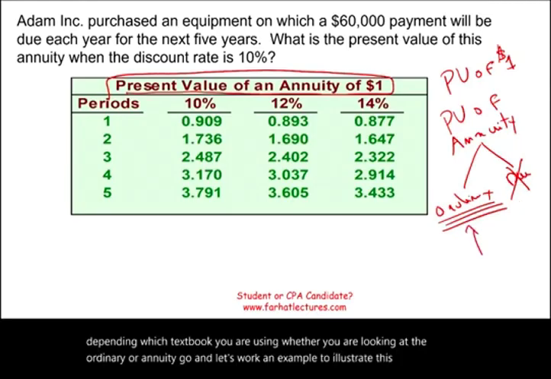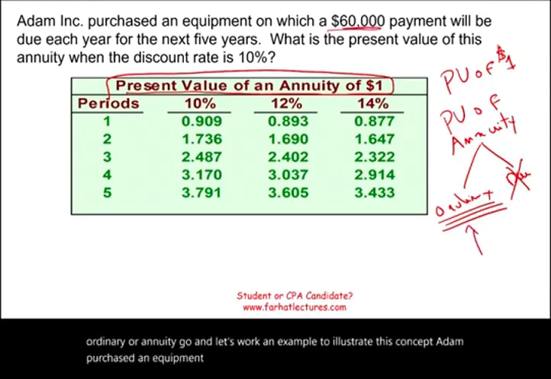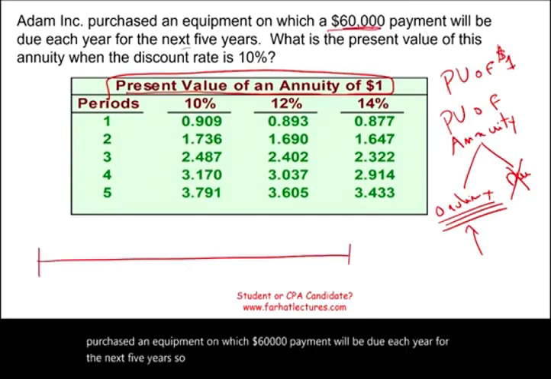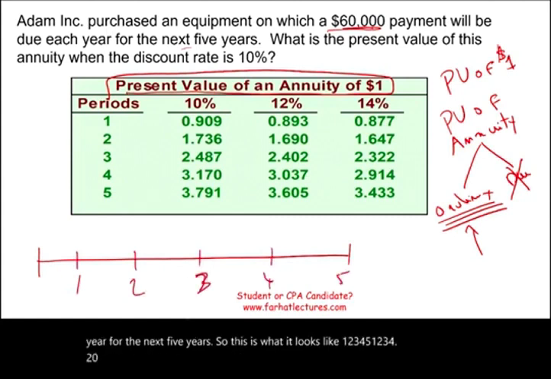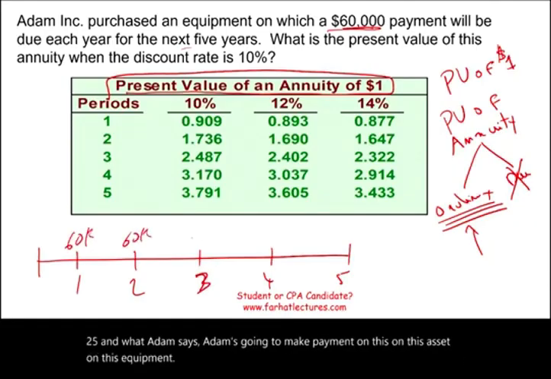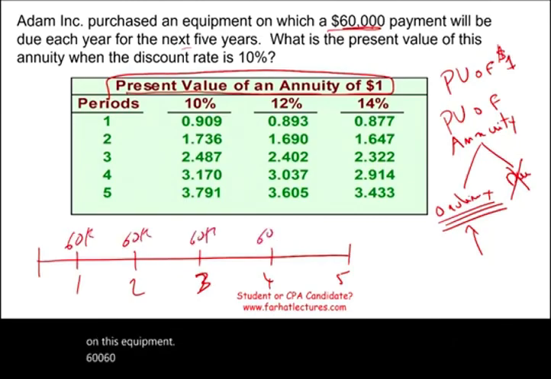Adam purchased an equipment on which a $60,000 payment will be due each year for the next 5 years. So this is what it looks like. 1, 2, 3, 4, 5. And Adam's going to make payment on this equipment: $60,000, 60,000, 60,000, 60,000, and 60,000.